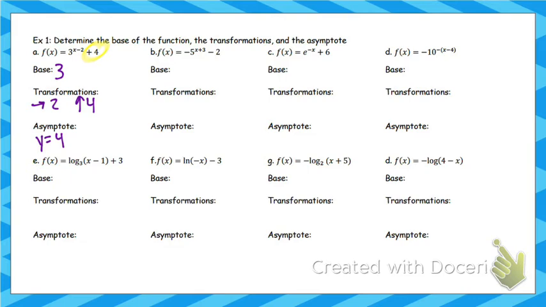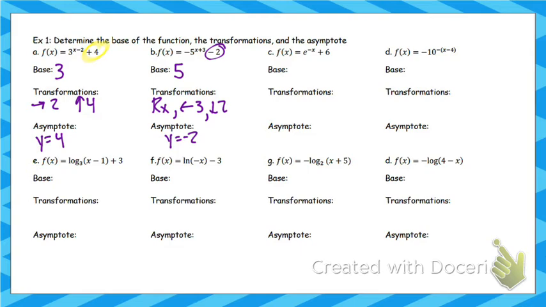All right, let's try the next one. Again, the base is what has the exponent. It is not a -5 in parentheses, so the negative is not part of the base. The base is 5. The negative out in front is a reflection. It's away from the x, so it's a reflection over the x. Then we have a shift left 3 and a shift down 2. So down 2, that's going to be our asymptote, y equals -2.